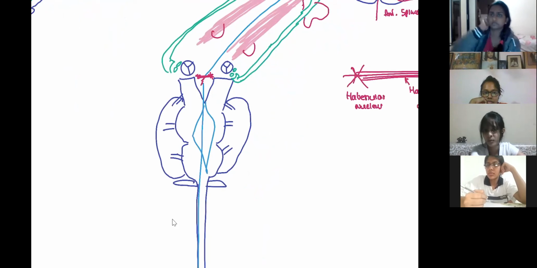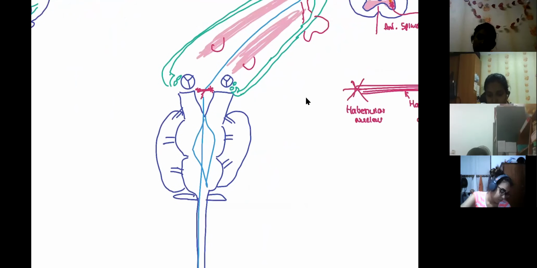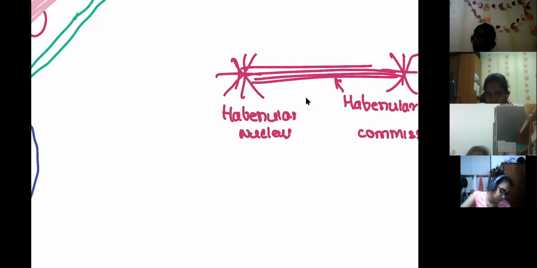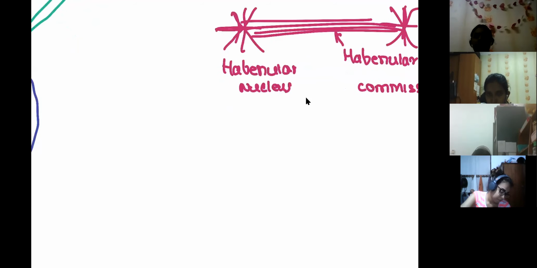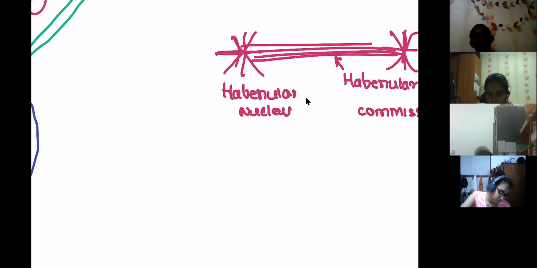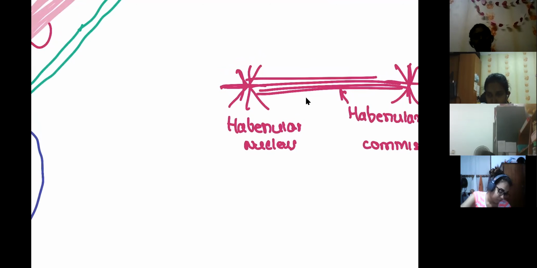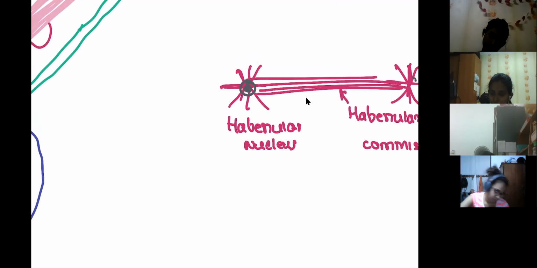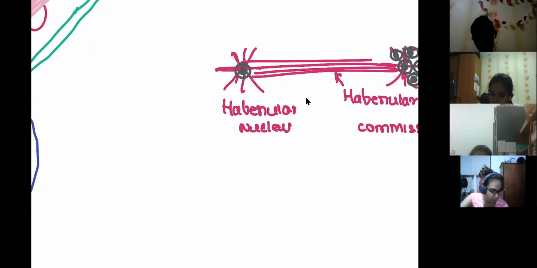Can someone tell me what is a nucleus? We learn about nucleus in the central nervous system and everything. Can someone tell me what it is? Group of neurons in the central nervous system. There's one word you missed. It is the cell bodies of neurons. Okay, cell bodies of neurons are found here in the nuclei, because the cell bodies are accumulated like this. This is the definition of a nucleus: a collection of neuronal cell bodies.